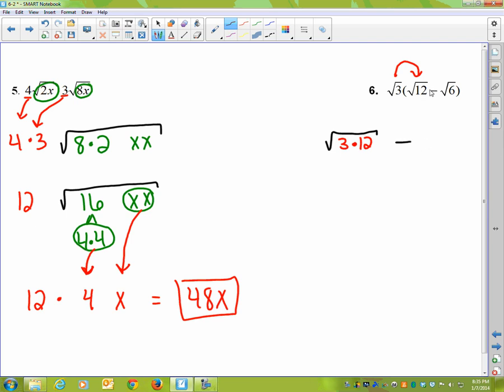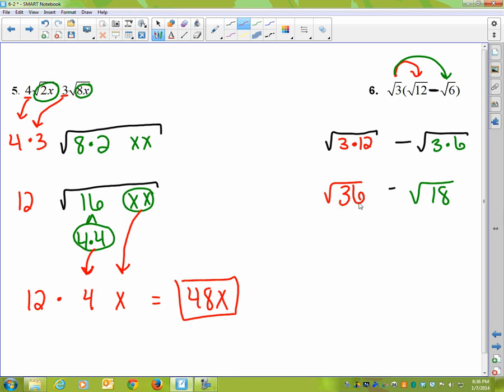Minus, because of the minus sign, square root of 3 times the square root of 6. So they also come together under one radical. 3 times 6. So I'm going to go ahead and simplify. 3 times 12, I get the square root of 36. And 3 times 6, square root of 18.